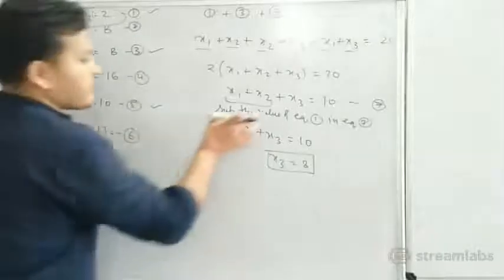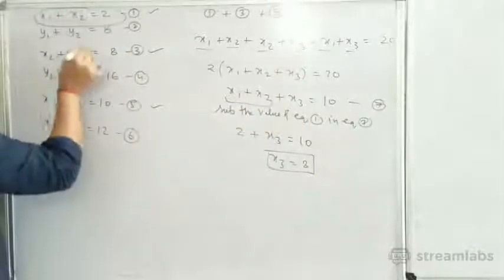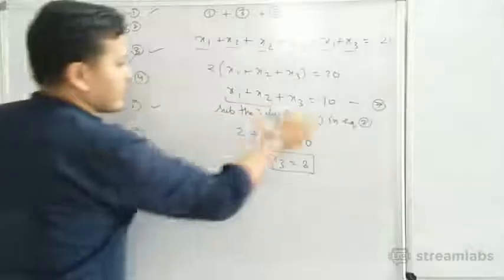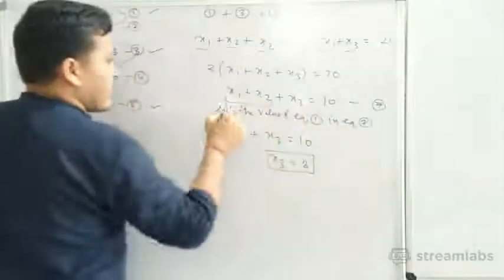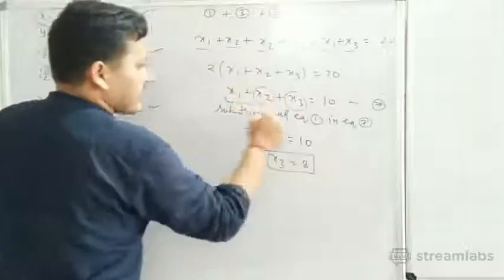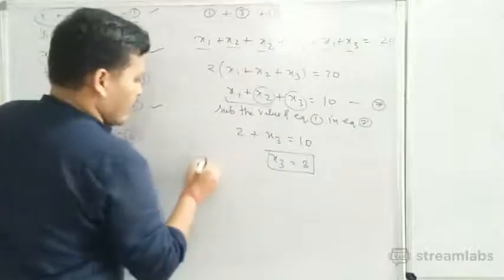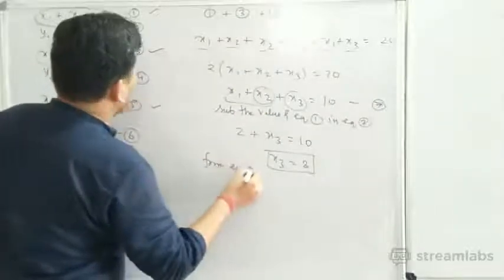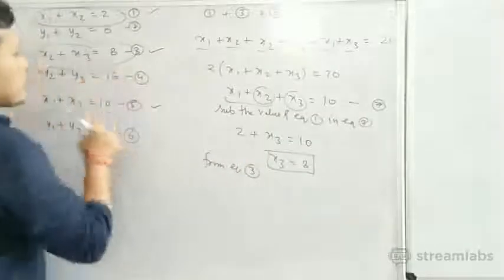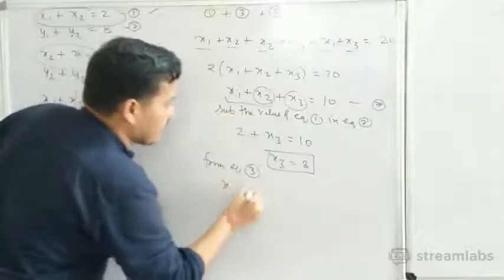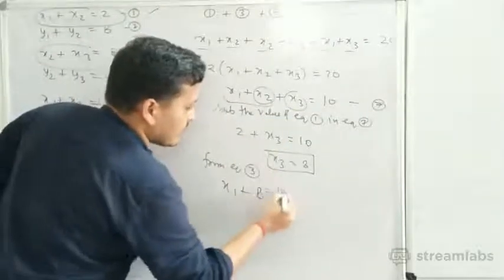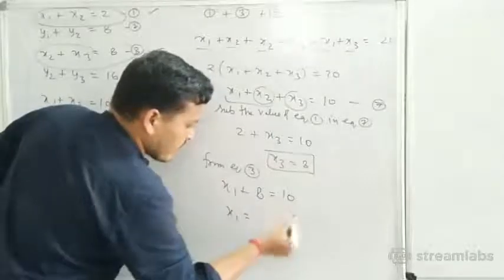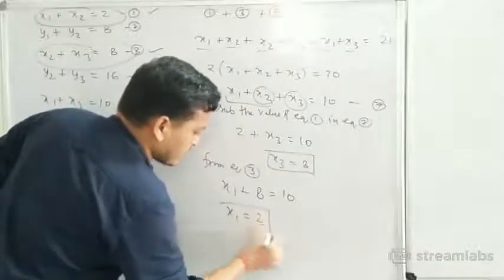Next, similarly substitute the value of another equation, x2 plus x3, in equation number 7. From equation number third, x2 plus x3 is equal to 8. So the remaining x1 plus 8 is equal to 10. So x1 is equal to, transferring to the right hand side, 2. x1 is equal to 2.